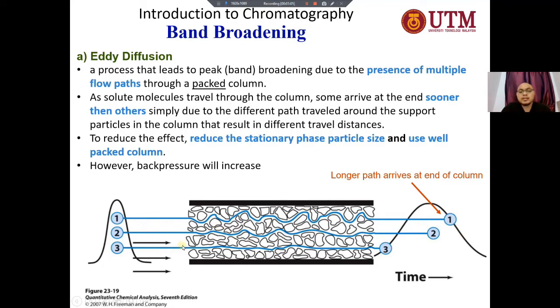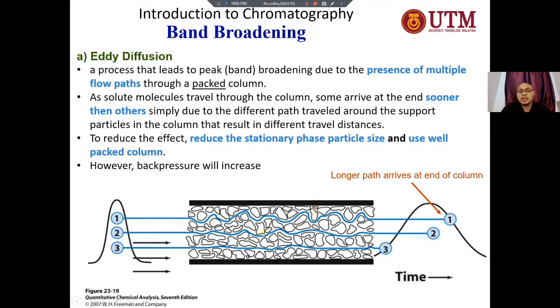The one that moves with the shorter path will arrive first. The second one is through a moderate path. The last molecule that passes through a longer path will cause the peak broadening effect. As the molecules travel through the column, some arrive at the end sooner than the others simply due to different paths around the support particles in the column, which results in different travel distances. So because of different travel distances, it can cause the peak broadening effect.